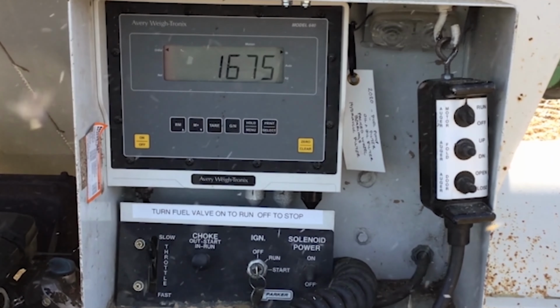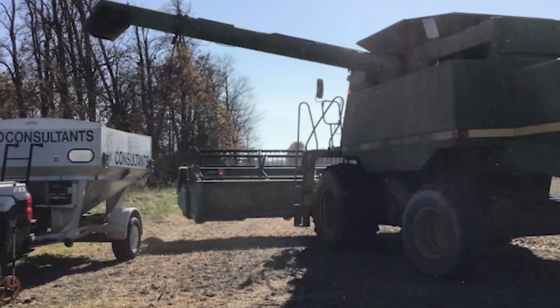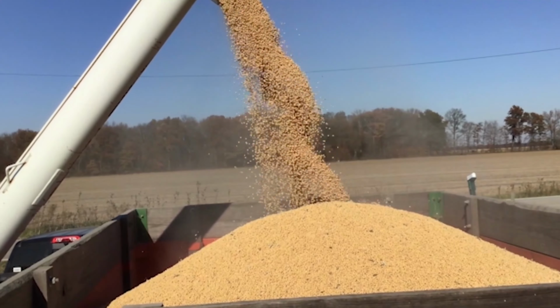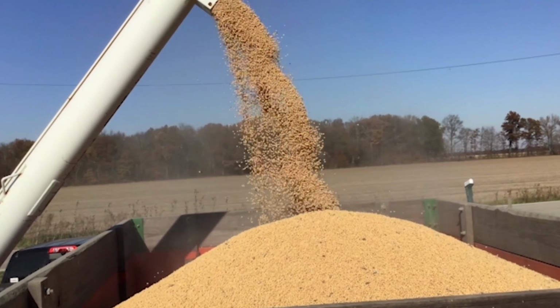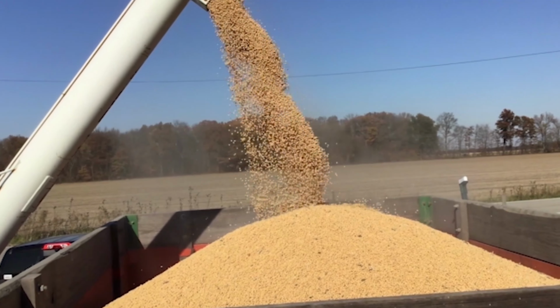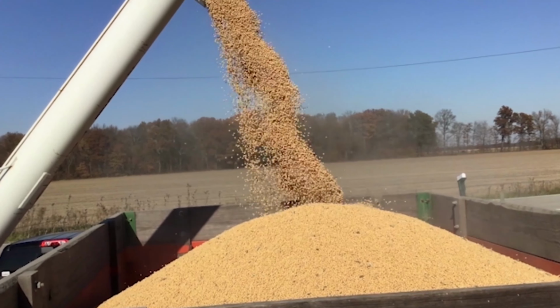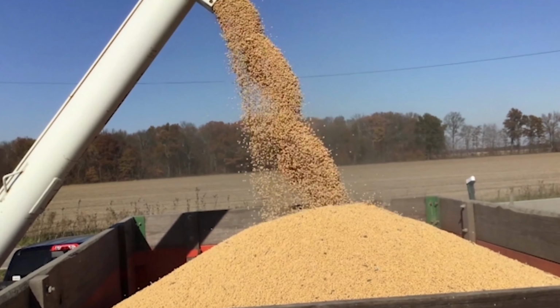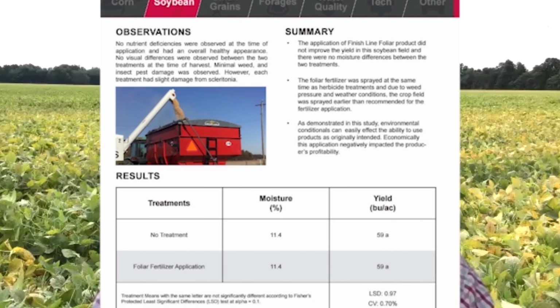We really didn't see any difference, and even when we were in the combine harvesting in the field, you see it being put in the weigh wagon, we didn't tell any difference in the quality of the grain or any of the size of the grain either. So a lot of the test weights were right around the same. And I think the moisture percentage was also right at 11.4% for each trial. So no difference in the moisture percentage either.